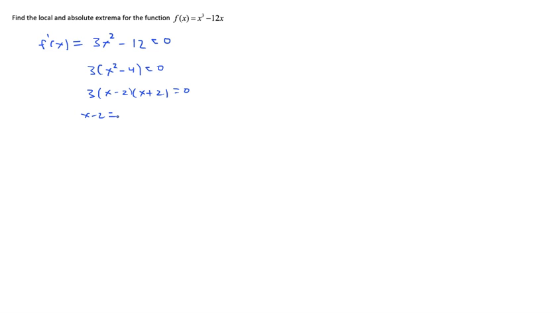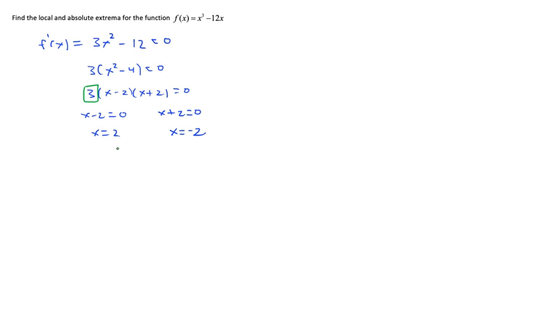So it does look like we will have two critical values here. We'll set x minus 2 equal to 0, and we'll set x plus 2 equal to 0. So we get positive 2 and negative 2. Remember, this 3 here is not a critical value. It's a coefficient. It's not an x. So remember, we only solve for x here.